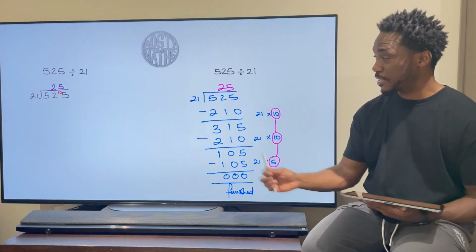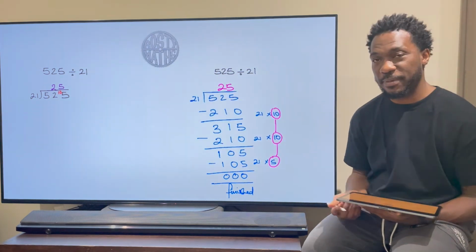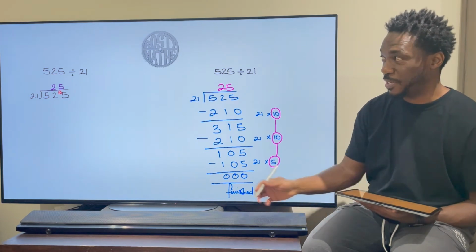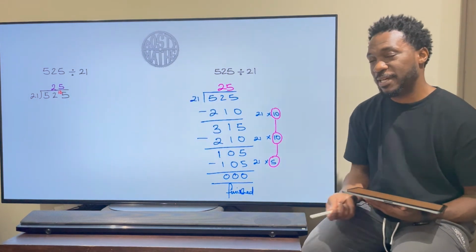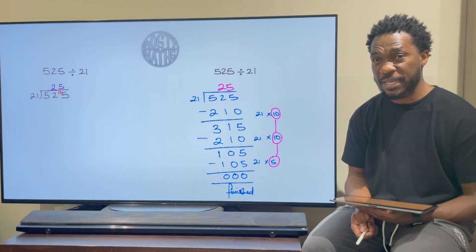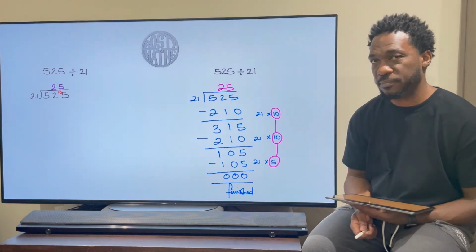So this is the chunking method, and that's the bus stop method. Now, which method did you like best? Let us know in the comments below. But personally, I like my bus stop method because it's quicker, it gets me there a lot faster. This takes a lot longer.